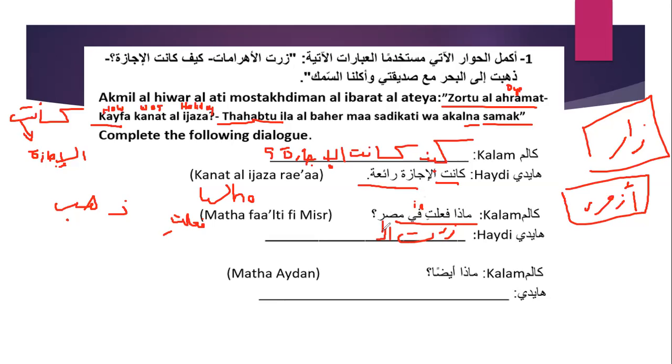Third, let's see the third one here. Callum now poses another question to Heidi, the third question. ماذا أيضا؟ Why did we say here what else? Because Callum wants to know more information from Heidi about what she did in her vacation. We can say ذهبت إلى البحر مع صديقتي وأكلنا السمك, which means I went to the sea with my friend and we ate fish.